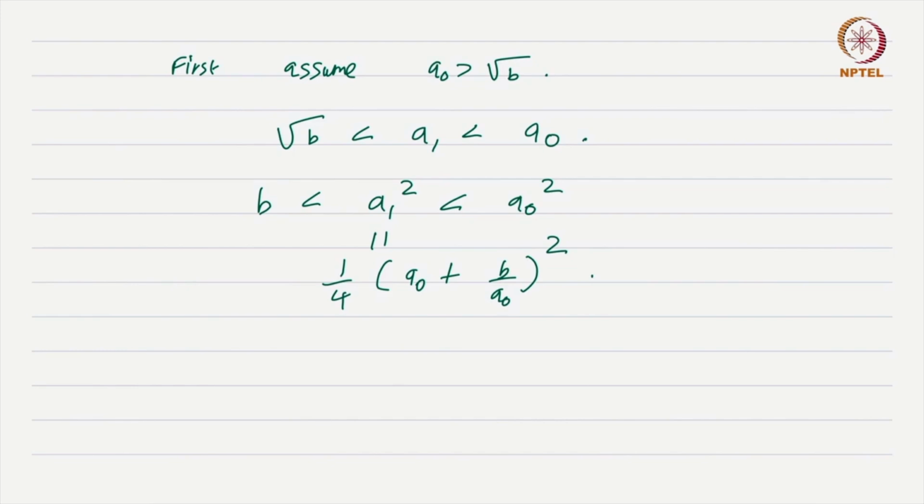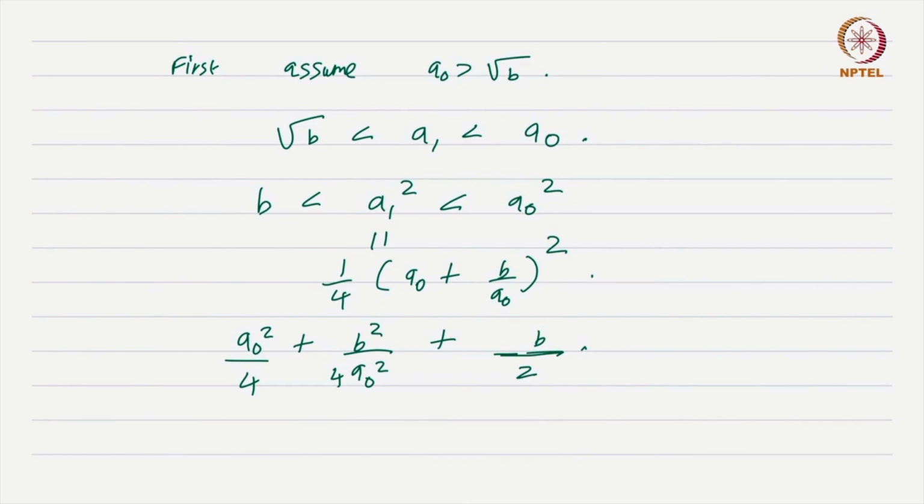Now let's just focus on the middle term. It expands out to 1 by 4 times (a naught squared plus b squared by a naught squared plus 2 a naught times b by a naught). I should put a 4 here. So this is not a naught b by 2, just b by 2, that a naught and a naught get cancelled out. So this is the expansion of the middle term.